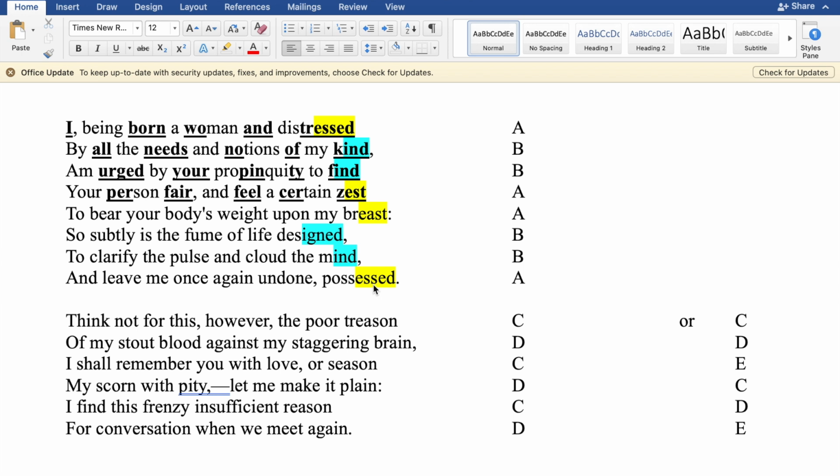And then we've got the internal rhymes, the 2 lines that come between those A rhymes: kind and find, designed and mind.